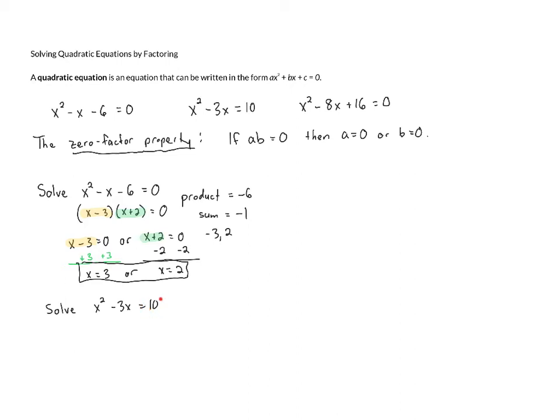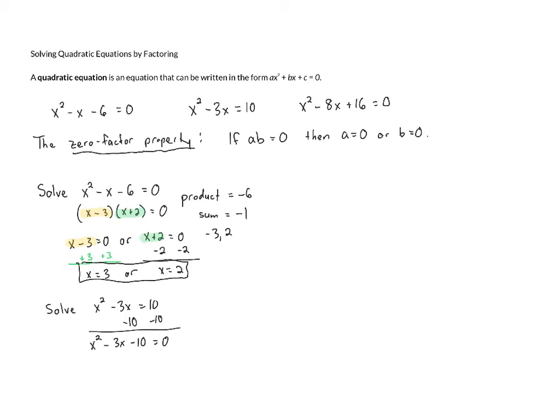How do we move this 10 to the other side? We can subtract 10 from both sides of the equation. When we do that, we get x squared minus 3x minus 10 equals 0. And now we're in a position to factor because the other side's equal to 0, and once we've factored, we can use the zero factor property.